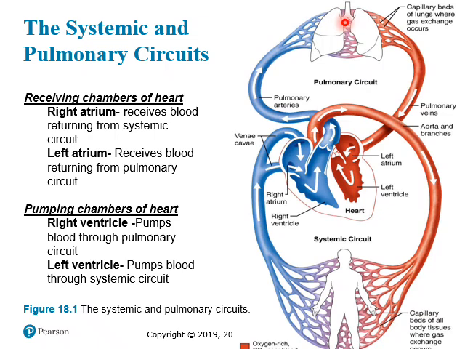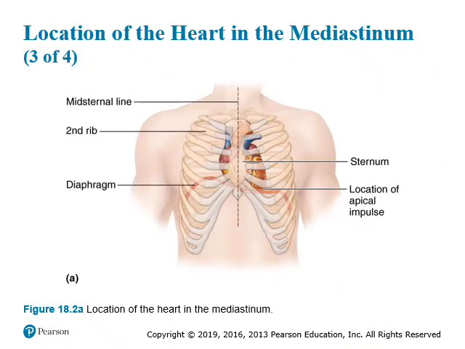oxygenated. Then the left ventricle, on the other hand, has already received from the left atrium the oxygen rich blood. And once it contracts, it's going to pump blood through the systemic circuit. So it's going to deliver the blood back into the tissues.